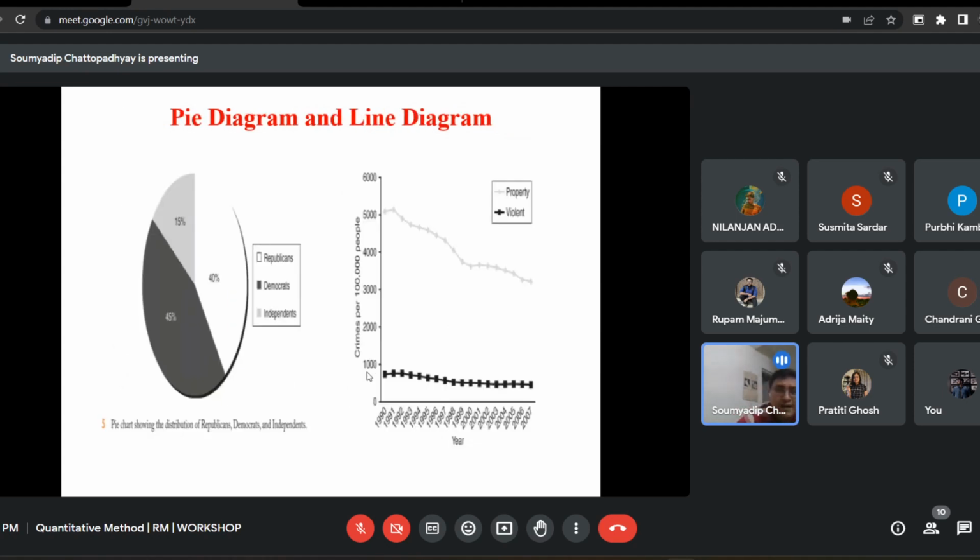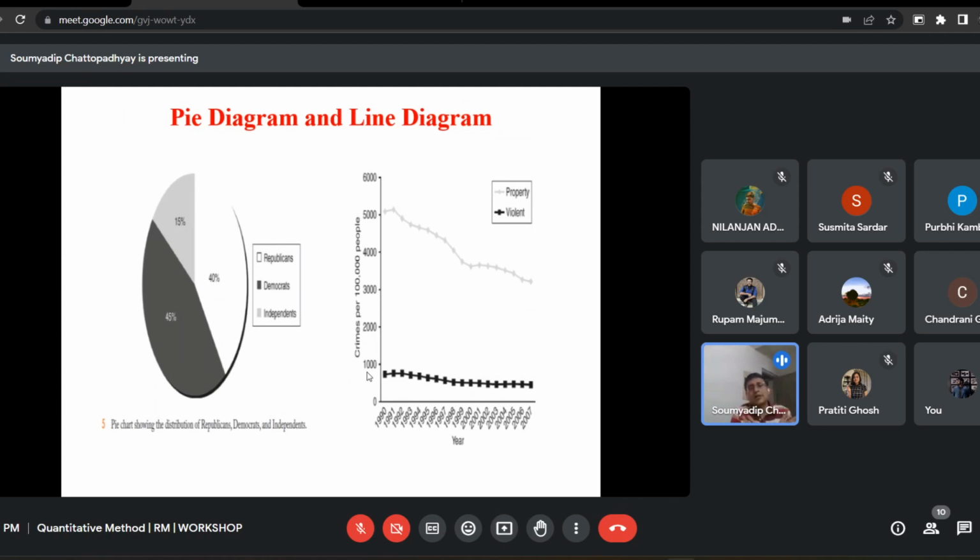A classic example of a pie diagram. Suppose you are doing a survey of 500 odd respondents, and you want to know their political affiliation. Now this is an example which is there in a statistics book. Suppose after doing the survey, it appears that some of them are supporters of Republicans, some are supporters of Democrats, and some of them are independent.